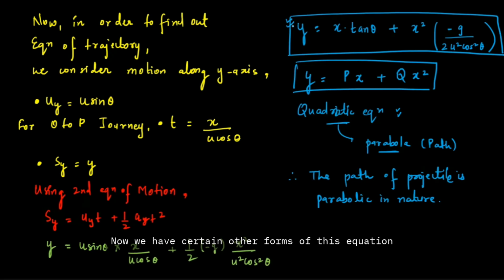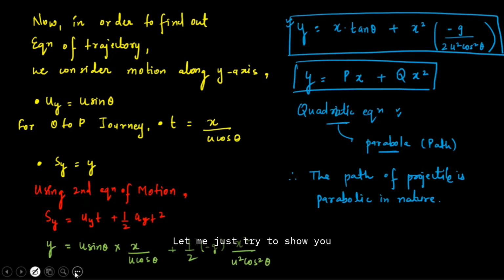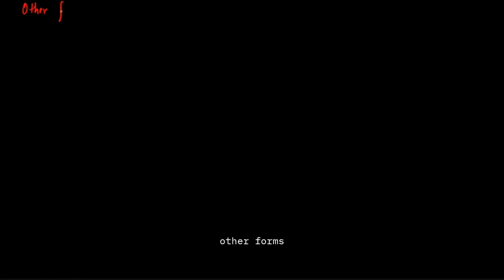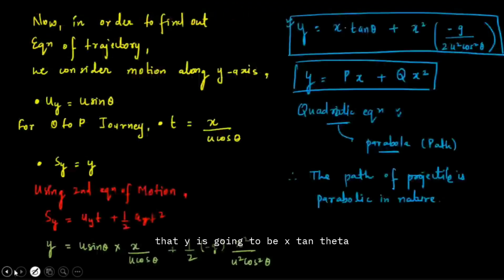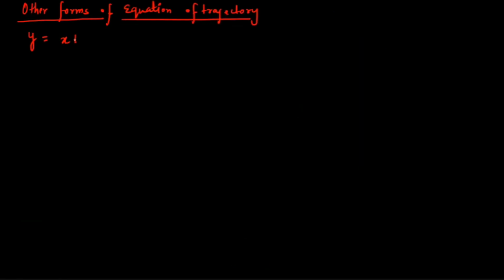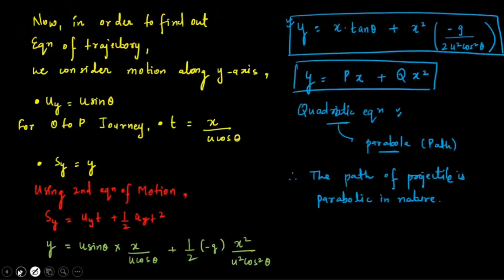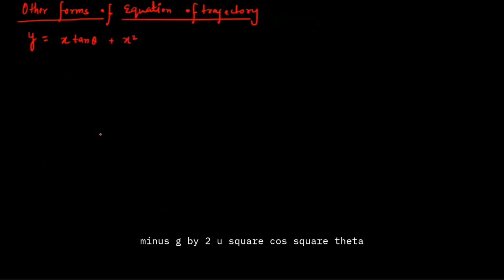Now we have certain other forms of this equation of trajectory also. Let me show you other forms of the equation of trajectory. We'll see in what other terms we can represent it. So what we have here is y equals x tan theta plus x square times minus g by 2 u square cos square theta.